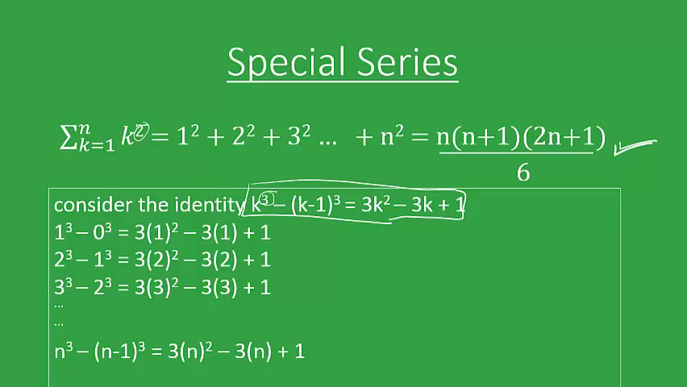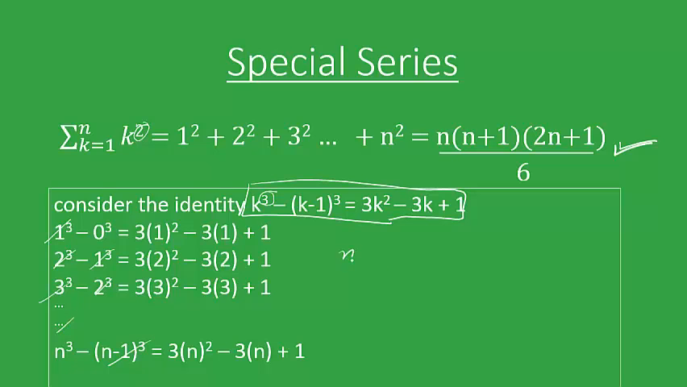identity, and if you simply expand (k minus 1) to the power 3, you will get 3k square minus 3k plus 1. So just put in the values of k starting from 1 to obtain 1 cube minus 0 cube equals 3 into 1 square minus 3 into 1 plus 1, and so on. So you will have this particular type of series. If you add together the LHS of all the equations and the corresponding RHS also, you will see that the terms will cancel out like this, and you will be left with only n cube.